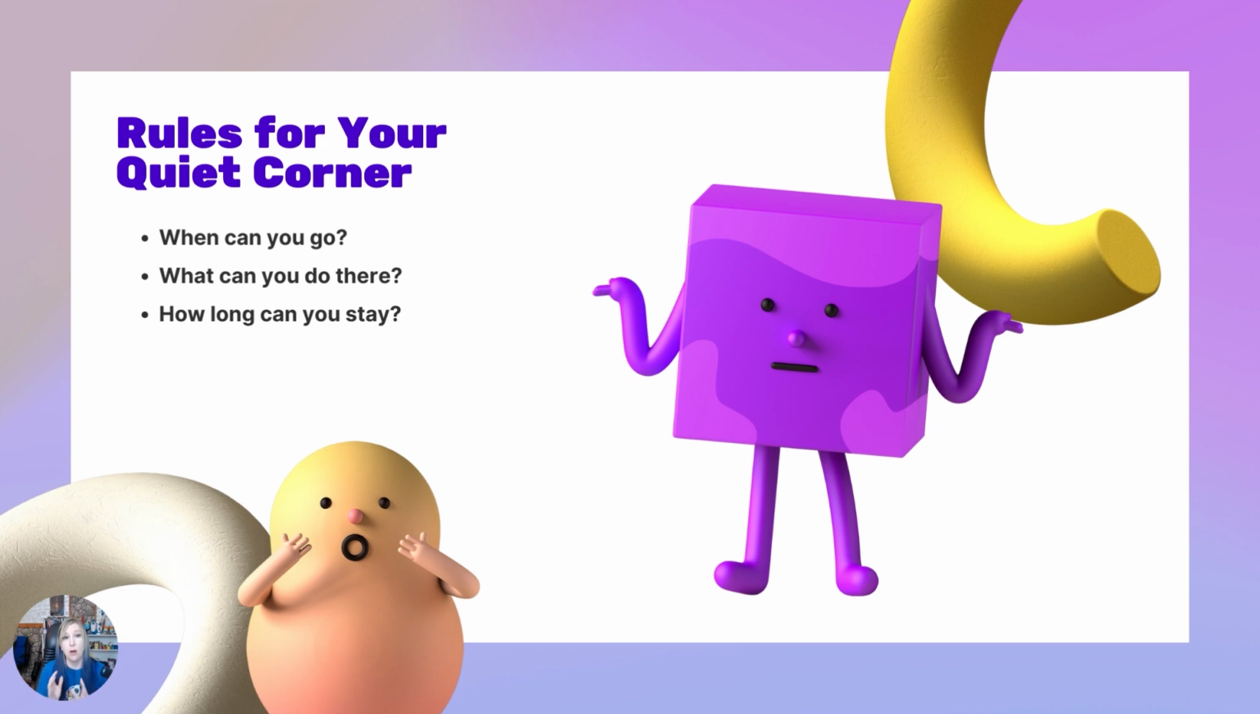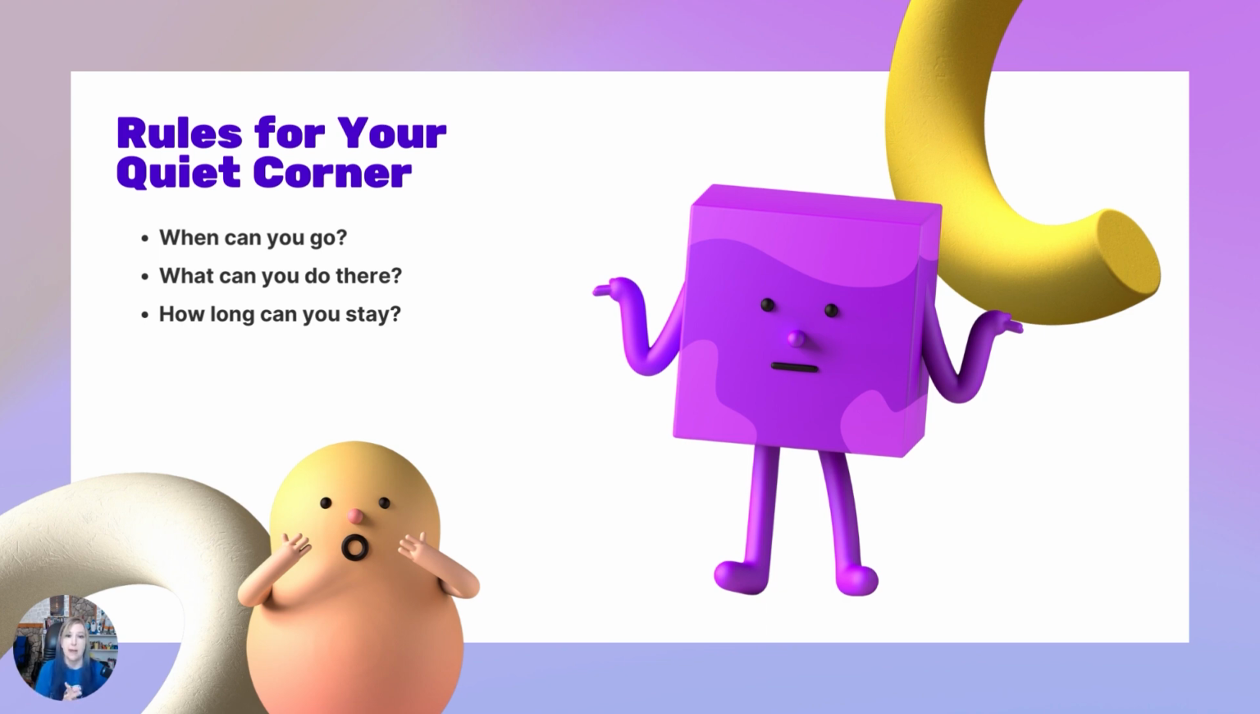But you want to talk to them about it, why you made it, what its purpose is, and what the rules are before anyone needs it. So before we're in a state of emotional dysregulation, or we're having a meltdown, or we're having a fight, before emotions run high, we're going to talk about the quiet corner and how you use it. You're going to make your rules unique for your children and your family, but here are some basics to get you started.